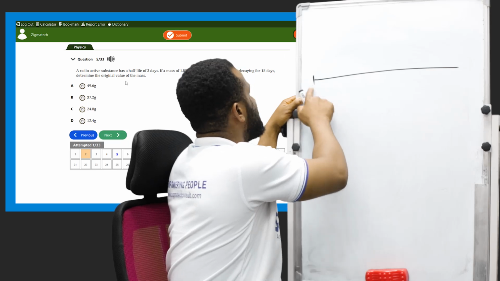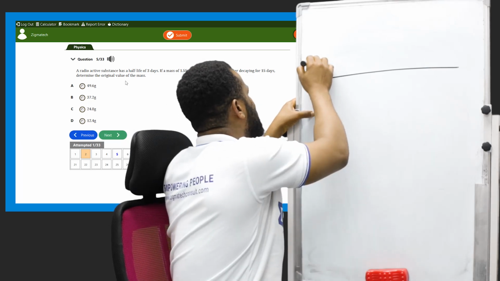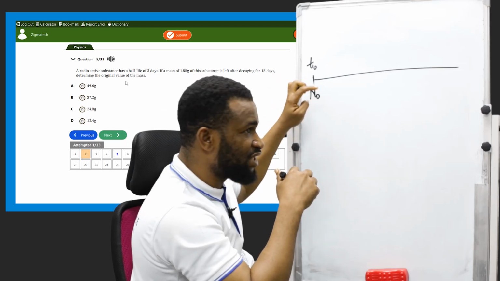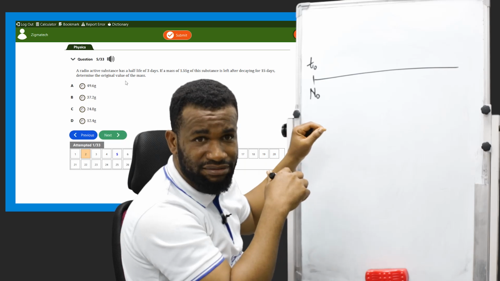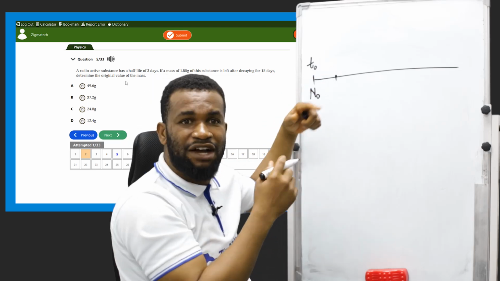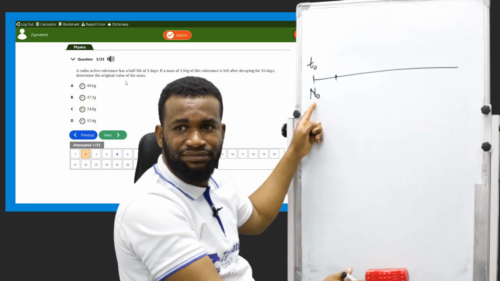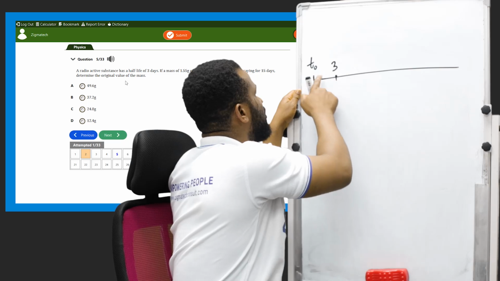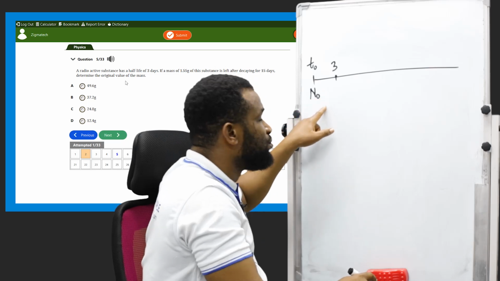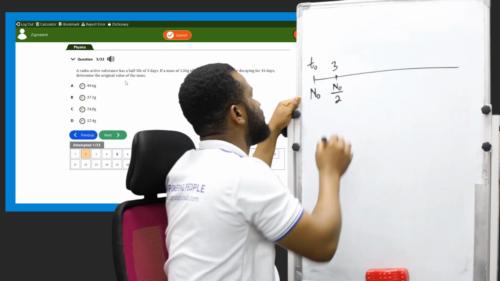At this beginning part, 2 things will be happening. The quantity at this point, when time is 0, is the same thing. What I mean is that this quantity has not started decaying because time has not started reading. Now, when time reads the first time, which is 3 days, which is the half-life, after the half-life, half of this thing will be left. So this is going to be 3 because the half-life there is 3 days. So after 3 days, 1 over 2 of the original will be left. So it's going to be N sub 0 over 2.